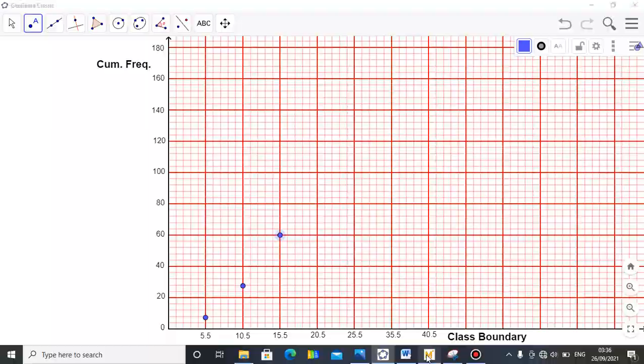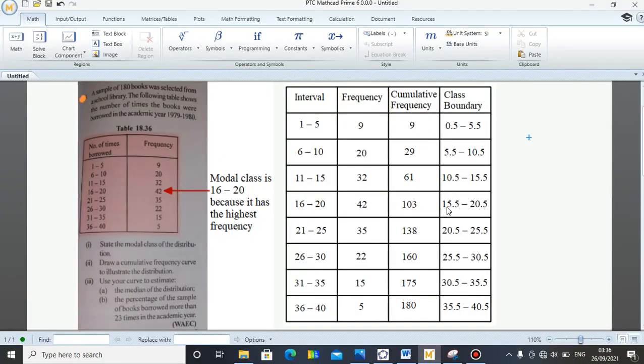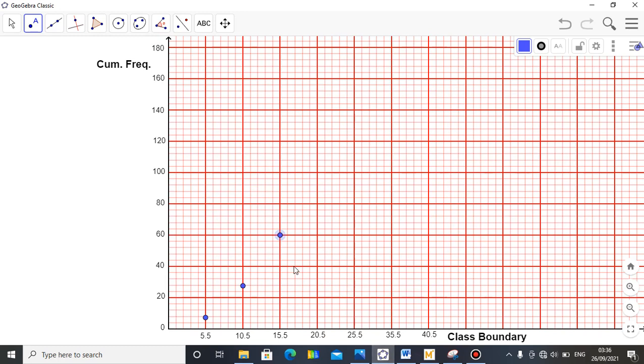Then the next value is 103 to 20.5. So this is 100. Remember we are counting in 5s. So 103 should be somewhere here, so we mark there. Let me move it to the right position. 103 should be somewhere here on our graph.